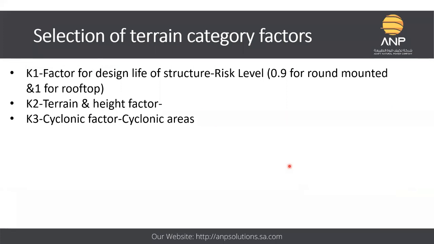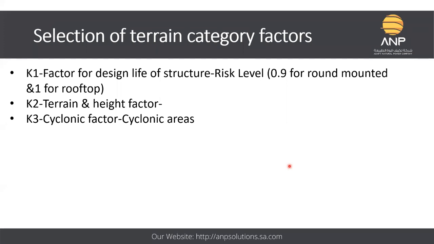There are also some factors you have to consider while designing the module mounting structure. The first one is the risk level. As I told you, for rooftop installation the risk level is high, because if something goes wrong, it will not only affect the solar PV system, it will also affect the existing property, like the roof in the case of metal sheet. For ground mounted, the risk factor can be 0.9.